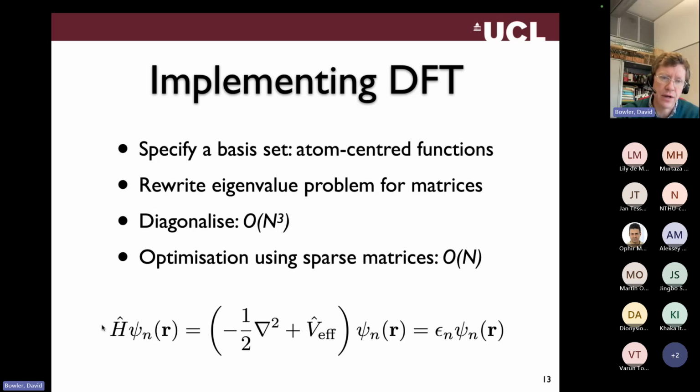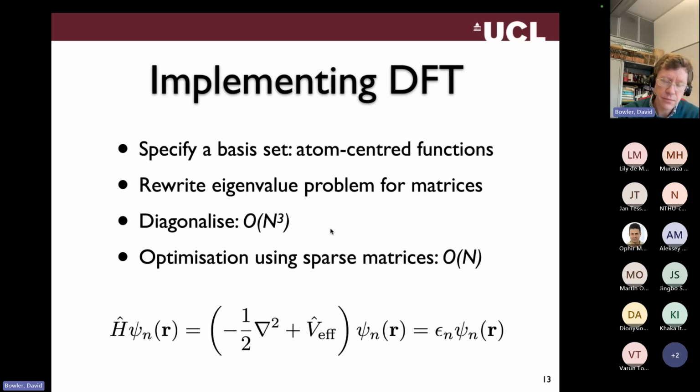This little H fellow down here, the Hamiltonian, can be written as a matrix. We can diagonalize it. That gives us the wave functions and the energies that we're interested in. And in Conquest at the moment, we use ScaLAPACK to do that. That, of course, is n cubed. It scales with the cube of the matrix size, and the matrix is defined by the number of atoms in the system.